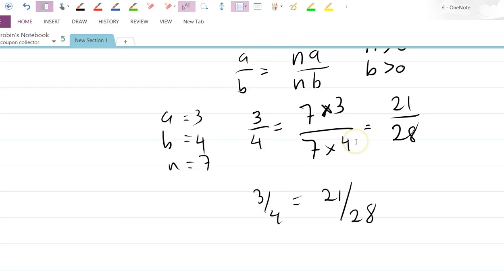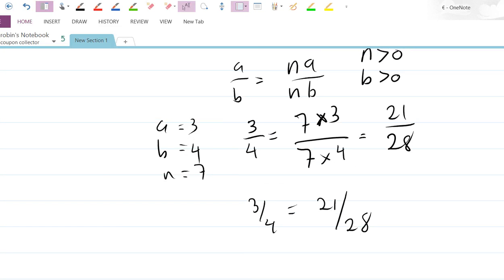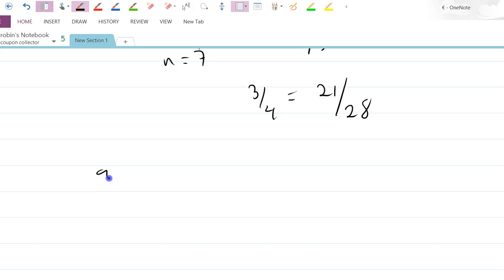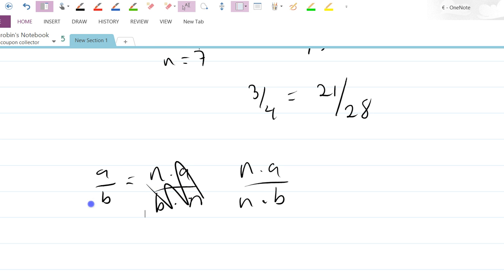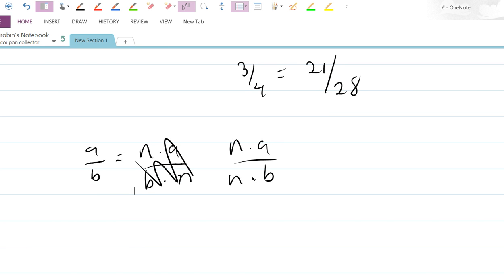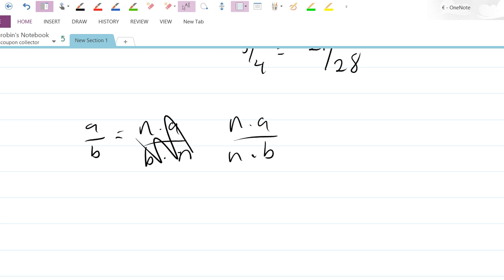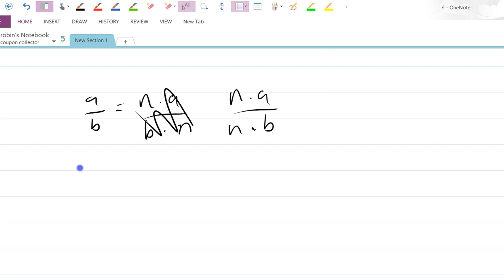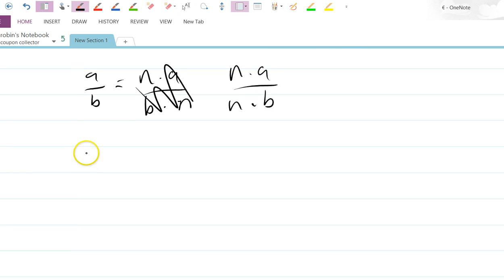Okay, so we've got this wonderful thing about inverse cancelling, which is that a over b equals n times a over n times b. That's what I meant to say. Where n is non-zero. So we can use that fact to add fractions, and I'm going to use a half plus a third.